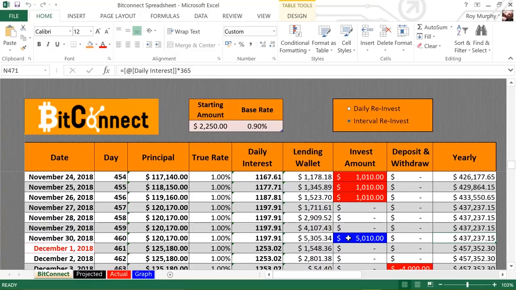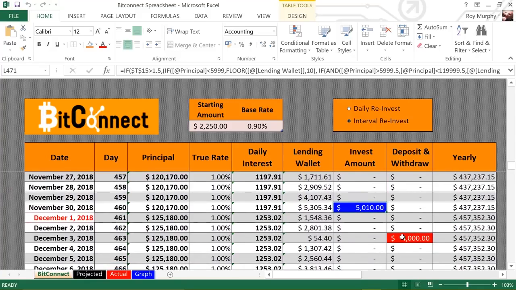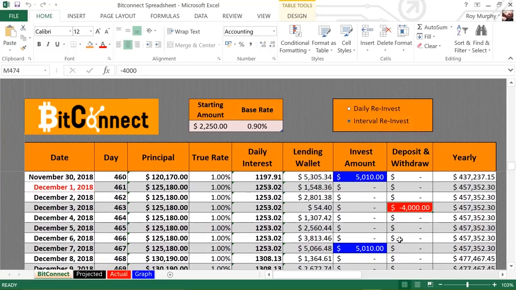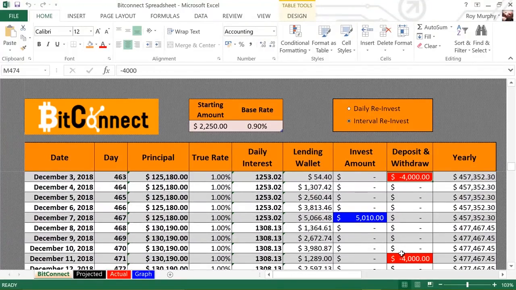But if you're greedy and you want to speculate, you can still. I'm still taking an income. In December, month 14, 15, month 15, $4,000 in December. It's Christmas time. You're going to go shopping. December the 11th, another $4,000. I'm taking out $8,000 in December.